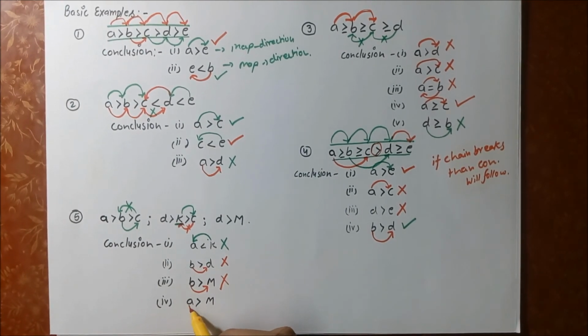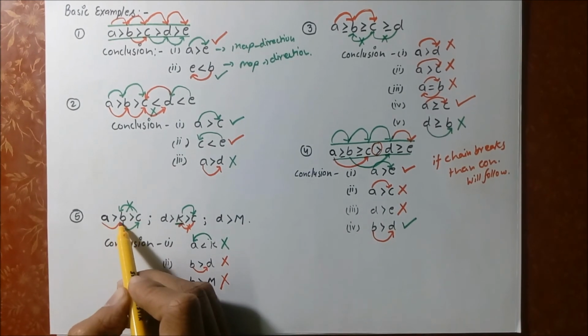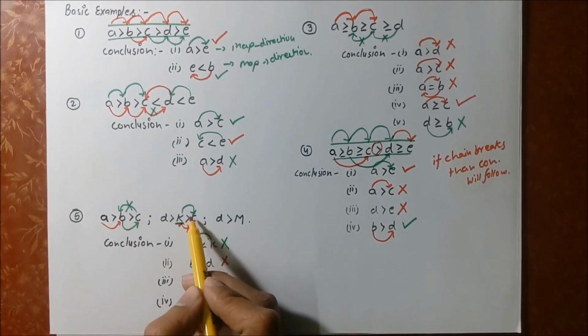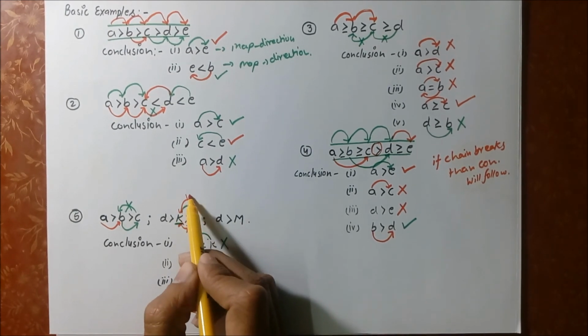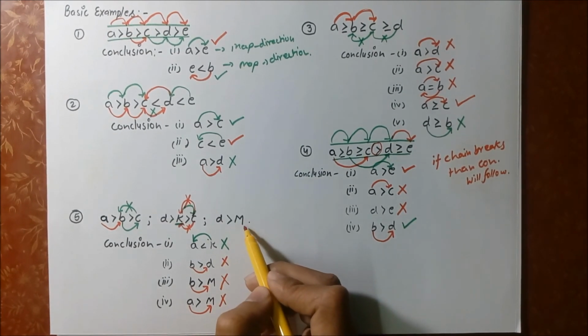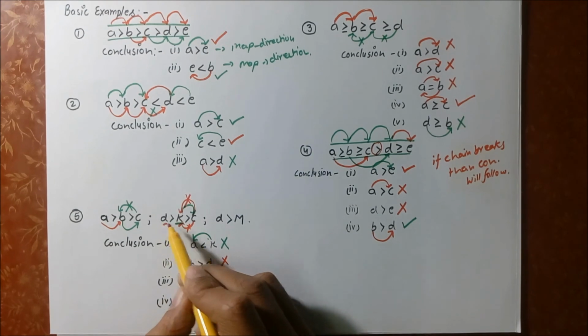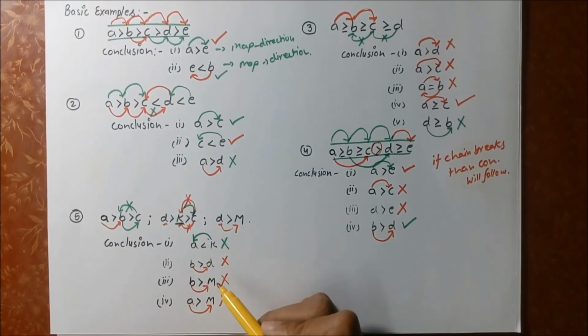A to M I have to go, right? A to B I can go, yes. B to C I can go. C to K I cannot go. So this statement will also not follow, because for reaching M I have to reach D, and only after D can I reach this. So that's why this statement will also not follow.